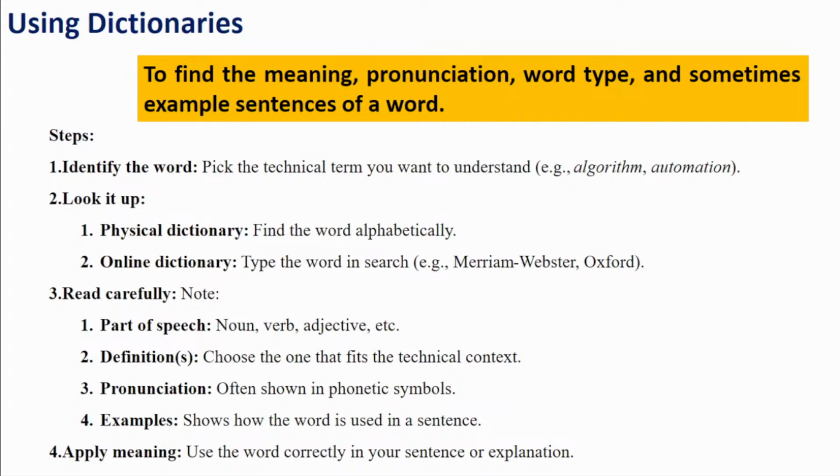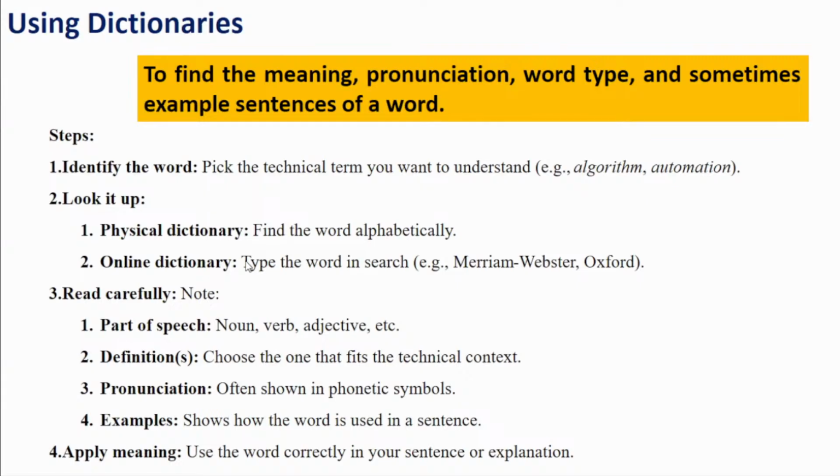And when it comes to a normal dictionary, you don't have many things like that, right? Then apply meaning, how to use the word correctly in a sentence or explanation. You can see these things in a dictionary, right? So if you don't know how to pronounce a word, you can just type the word, find the meaning, and at the same time, you can learn how to pronounce the word by listening to it, right?